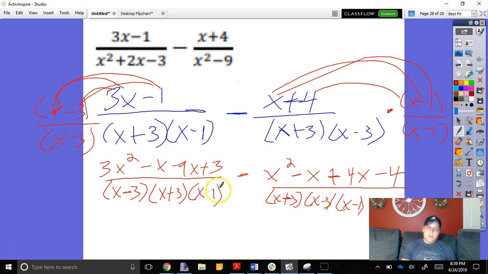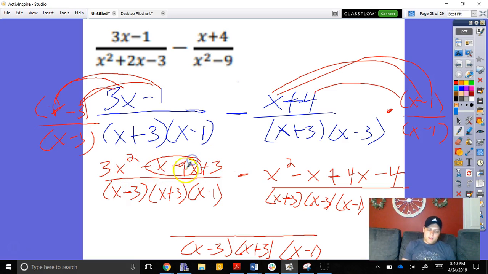Alright, now that we have the same denominator, I can put all of this over that denominator, and I can combine my numerators. Okay? So I'm going to put all of this numerator. Now, I'm going to go ahead and combine these right here. That's negative 10x, and that's 3x. Okay? So I'm going to get 3x squared minus 10x plus 3.